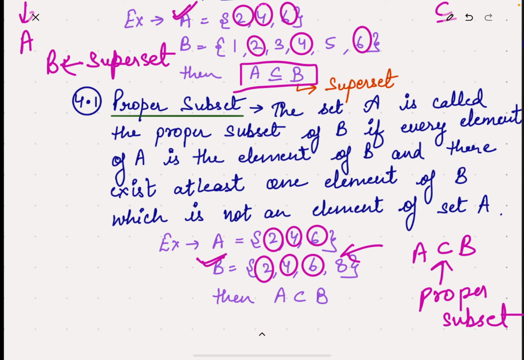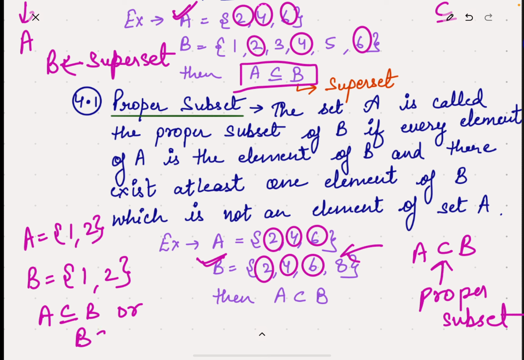For example, if we have elements 1, 2 in set A and set B has 1, 2, then we can say A is a subset of B or B is a subset of A. Both conditions are true, but here A is not a proper subset of B because B does not contain any extra element except the elements of A.